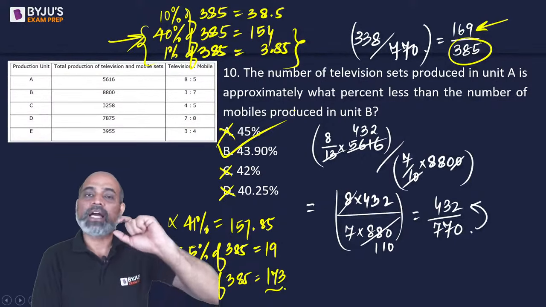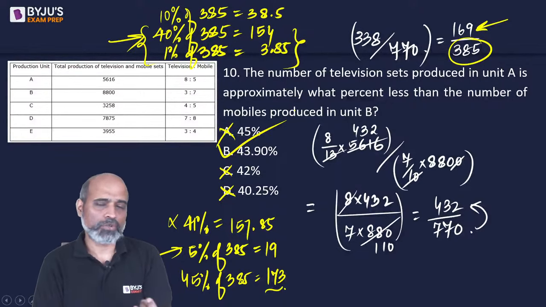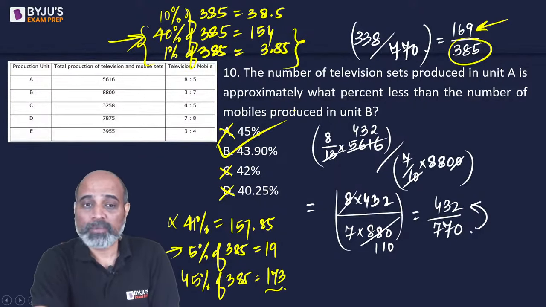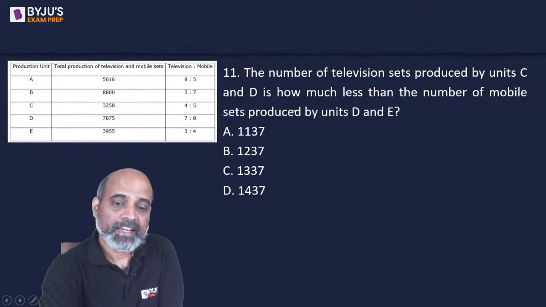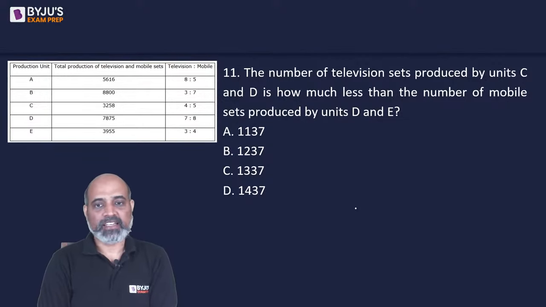It was easier to calculate 45% as compared to 43.9. That's why I chose to straight away jump to 45, right? So we'll have to improvise depending upon the options. Next one, the number of television sets produced by unit C and D.